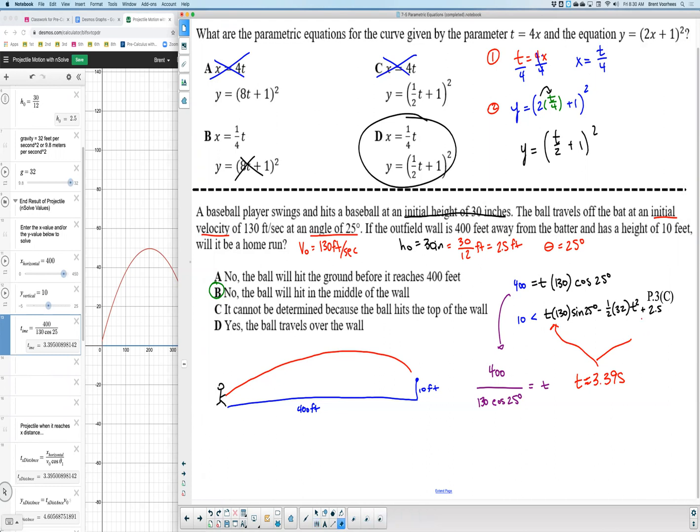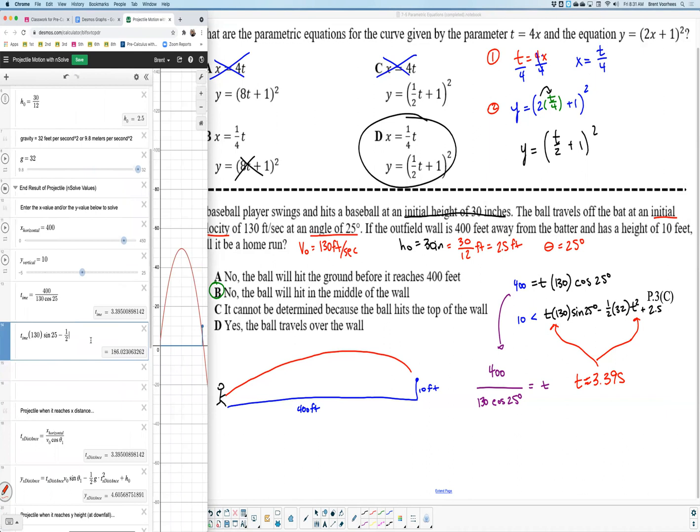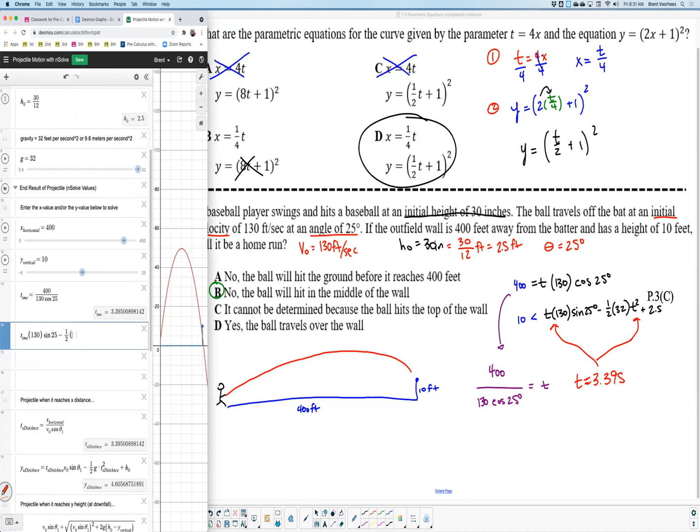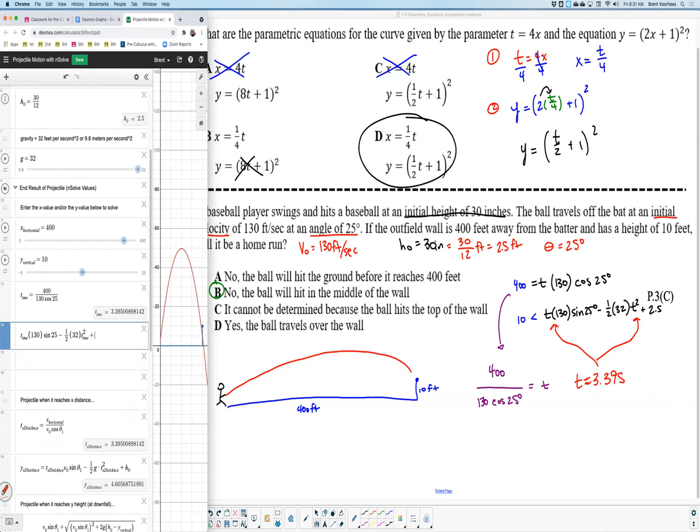And we will compare it to 10. For the answer to be a home run, again, it would have to be greater than 10. But we're going to find out it's greater than 0 but less than 10. So when I plug this in, now that we know what time is, I'll say time times that 130. So I'm plugging in this value right there. Since Desmos knows what time is, sine 25 minus 1/2 times the gravity value of 32 feet per second squared. I need to make this time. There we go, time squared plus 2.5.